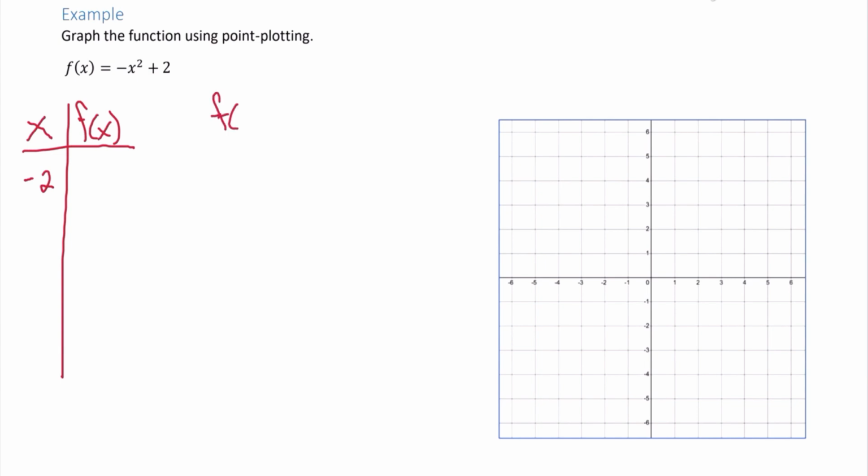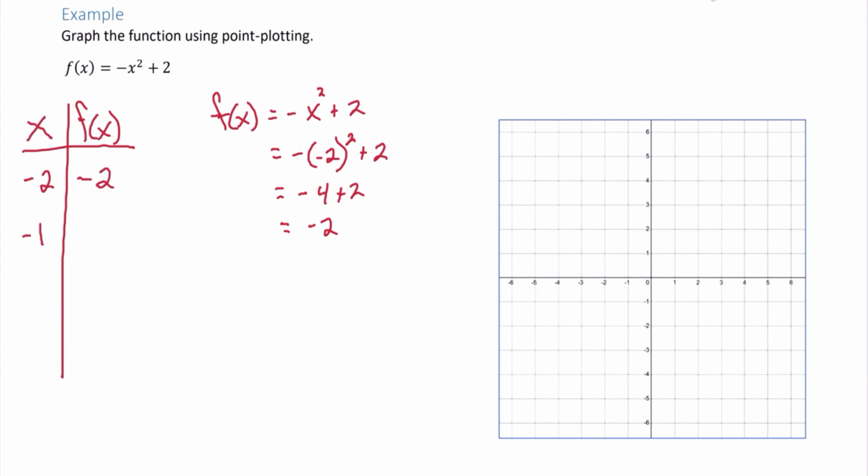F is -x² plus 2. So when we make our substitution, we have -2 squared plus 2. That is -4 plus 2, which is -2. So f evaluated at -2 is -2.